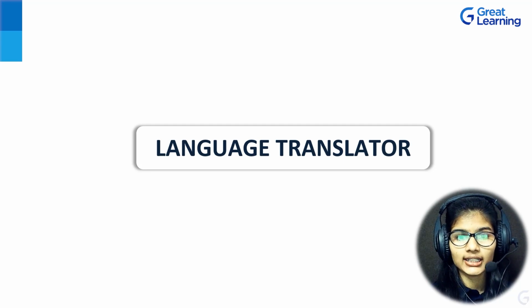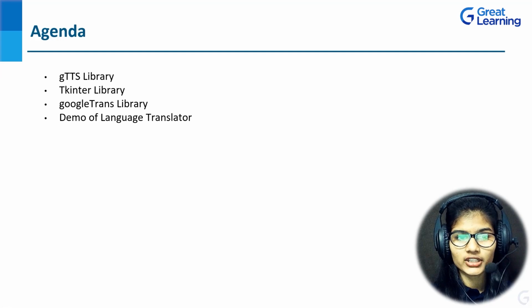What is the agenda that we are going to follow in this particular video? So let's move ahead and check that out. So here's the agenda for this video. First of all, I'll be introducing you to all of the libraries which we'll be using in this project. I'll be using 3 libraries here. The first one is the gTTS library. The second one will be the Tkinter library, and the third will be the googleTrans library. These will be the 3 libraries that I'll be using in this project.